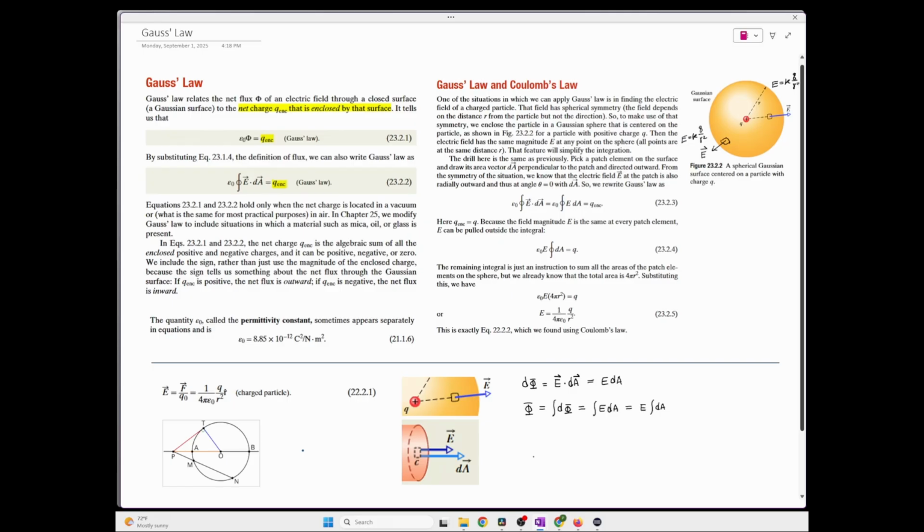Let me take a moment to add a little circle back to the integration sign to indicate that the integration is done on a closed surface. And all that we have to do is to recall from algebra, the surface area of a sphere is equal to 4 pi r squared.